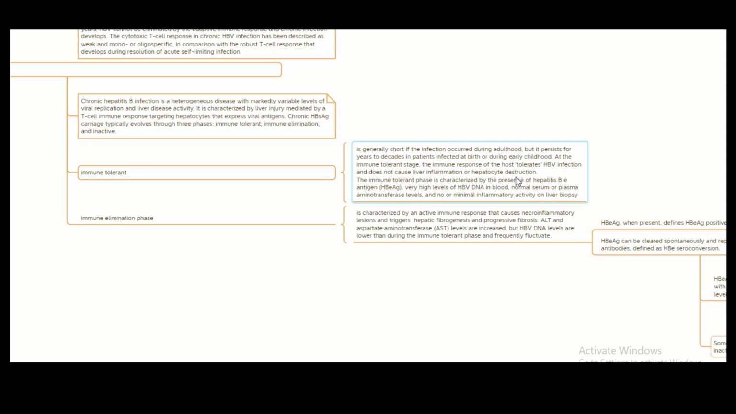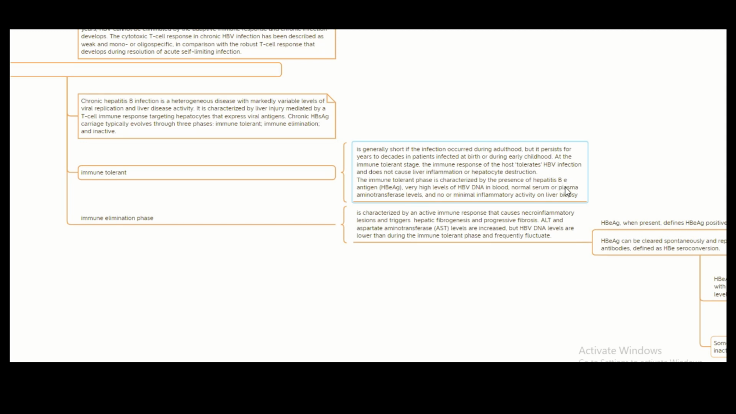Liver biopsy used to be one of the gold standards for the diagnosis of liver damage. Nowadays, there are other methods that will be discussed later that are non-invasive, and also on these methods, we will see minimal inflammatory activity.